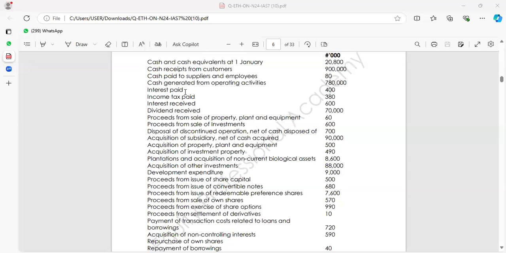Don't forget we said interest paid can be either financing or operating. I just want to show whether you know it. Maybe you have known this one. I used to pray when I was writing the exam that I should get any of the cash flows, either simple or group cash flow. It's very simple. Dividend received.